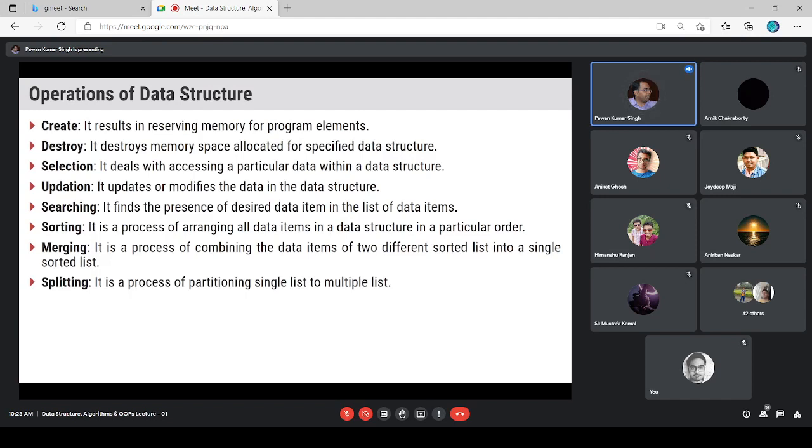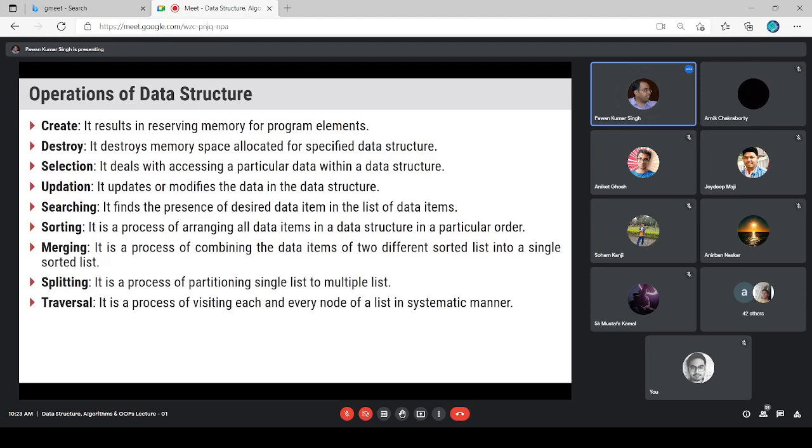Splitting is a process of partitioning a single list into multiple lists. Suppose I want to split a single list containing all the names in the database of your IW second year students based on the marks. Suppose I want the names of the students who have received 60 to 70%, from 50 to 60%, and below 50%. So I am separating a single list into multiple lists.